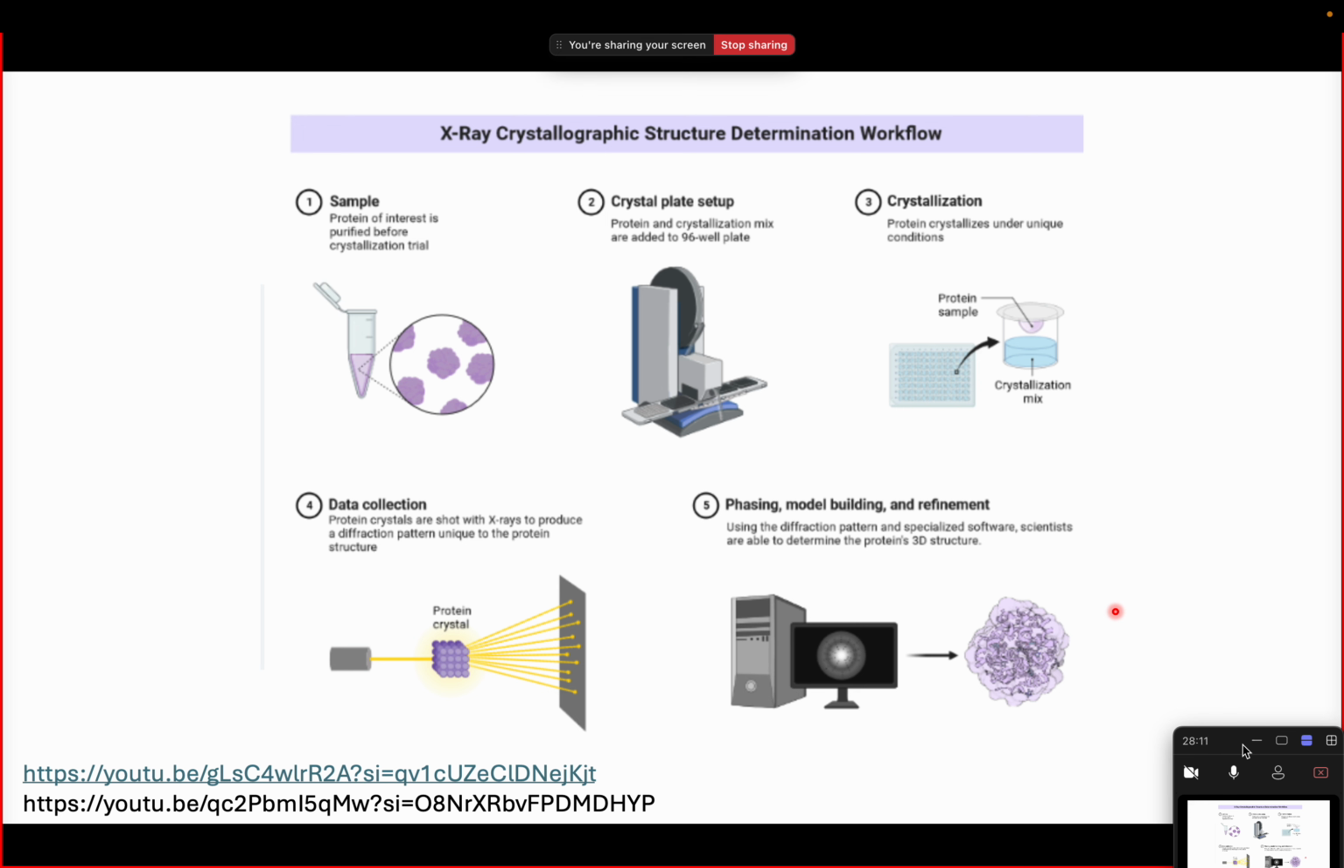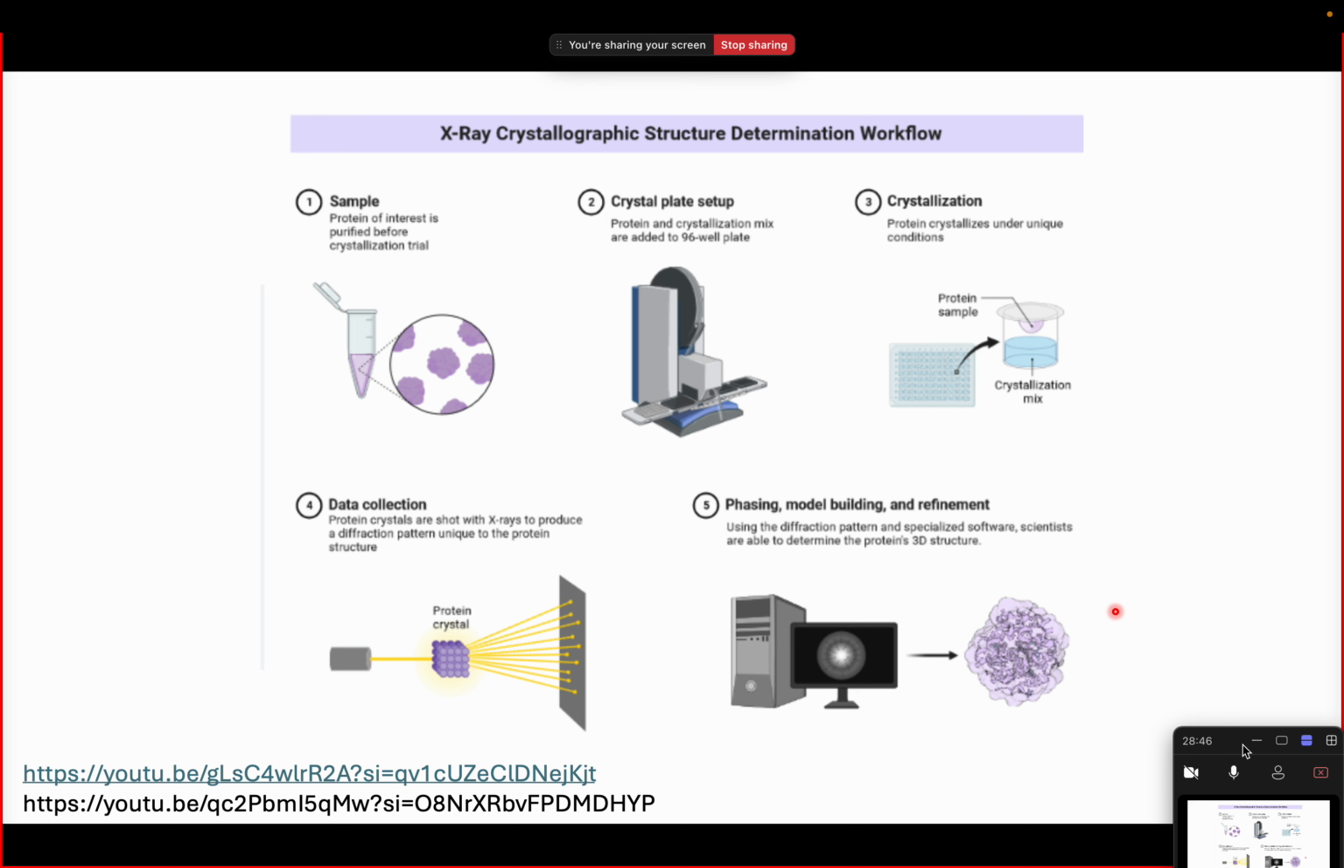The protein crystallizes under unique conditions, so that there are no non-uniform crystals or all those kinds of technical difficulties. Then at the end of the day, the protein crystals are shot with X-rays to produce a diffraction pattern unique to the protein structure, because every atom and every residue in that crystallized mixture will diffract differently. Okay, and then last but not the least, we have phasing, model building, and refinements.